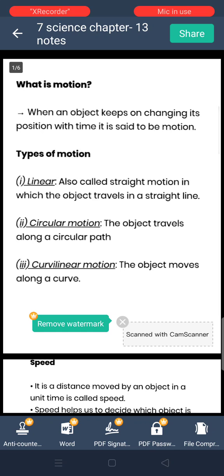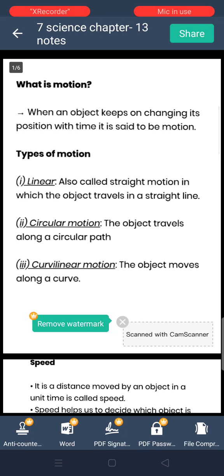Now, types of motion. Motion is of three types: linear motion, circular motion, curvilinear motion. Linear motion is also called straight motion, in which the object travels in a straight line. Circular motion, the object travels along a circular path. So, an object, when it travels along a circular path, then it is said to be in circular motion.